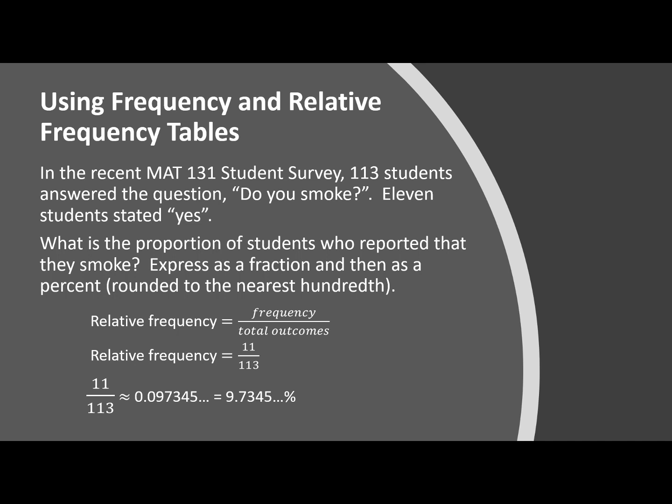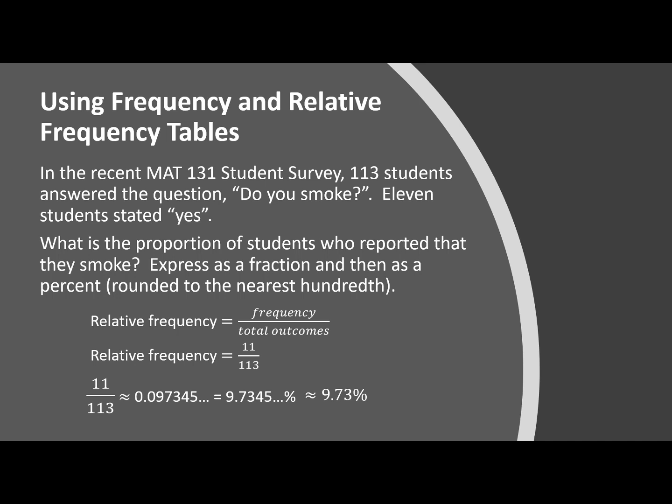So we get 9.7345 and so on percent, and then we finally round the percent to 2 decimal places. The second decimal place is a 3, so since the number to the right is less than 5, this does not round up. So it's simply 9.73%. So what this number tells us is about 9.73% of students are smokers. Now we can also say a little bit more than 90% of students reported that they're non-smokers.